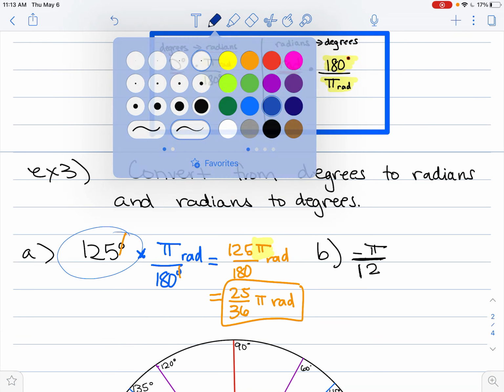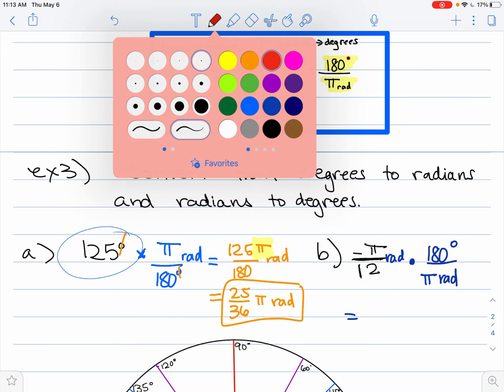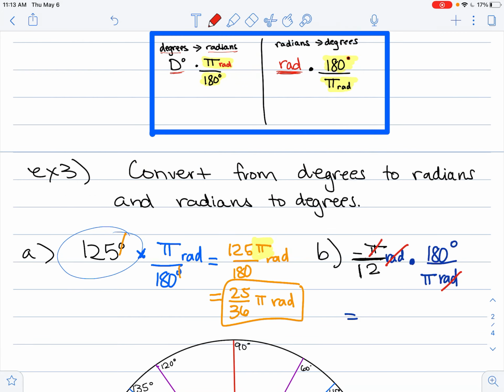Okay? And then similarly, if I've got negative pi over 12 radians, I want to convert it to degrees. So I'm going to use this right here. When I'm given radians, I'm going to multiply by 180 degrees all over pi radians. And so we end up being able to cancel the radians, you can see that, and cancel the pi, and we're left with negative 180 degrees over 12. Well, when I reduce that, I get negative 15 degrees.